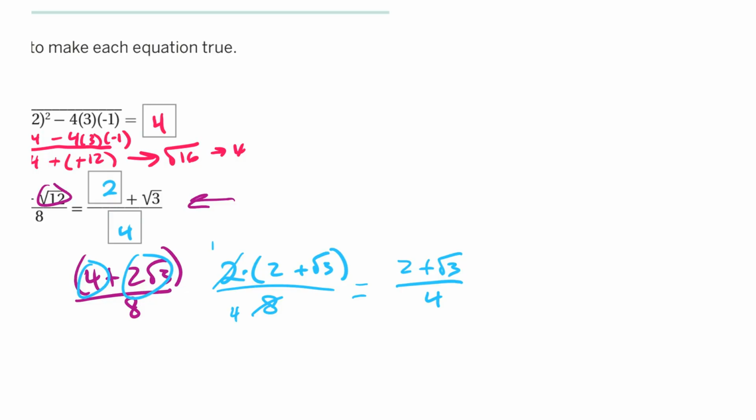That about wraps up our Chapter 2, Lesson 7 practice. Next up will be Lesson 8, where we continue talking about quadratics.